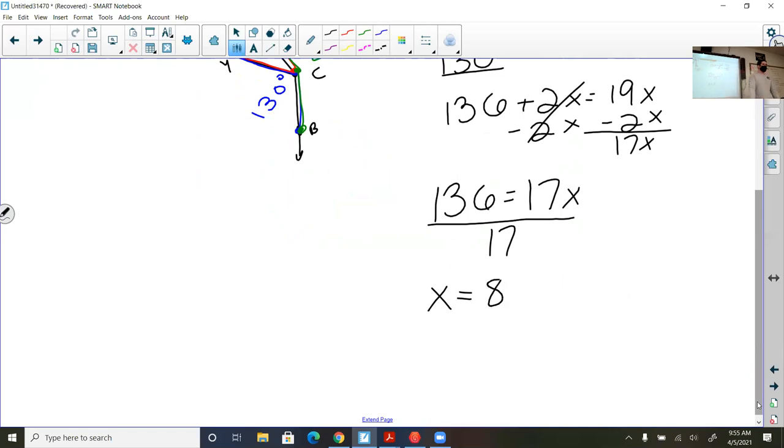And working with mental math or a calculator, again, I don't mind if you use a calculator for every single computation that we have in this class. You want to double check what 19 minus 2 is, knock yourself out, I'm okay with that. But 136 divided by 17 is going to give you x equals 8, which was the answer to number 5.